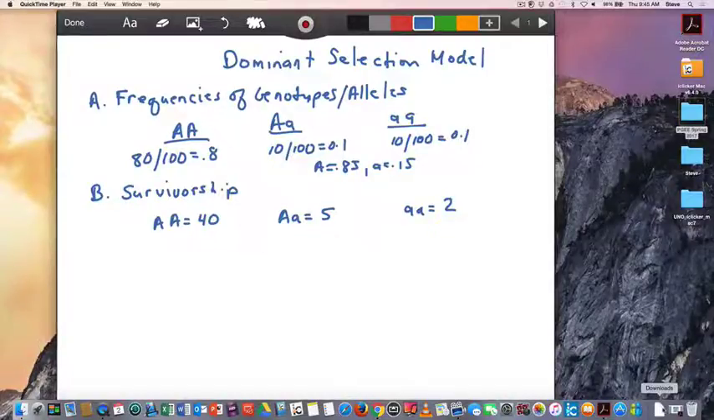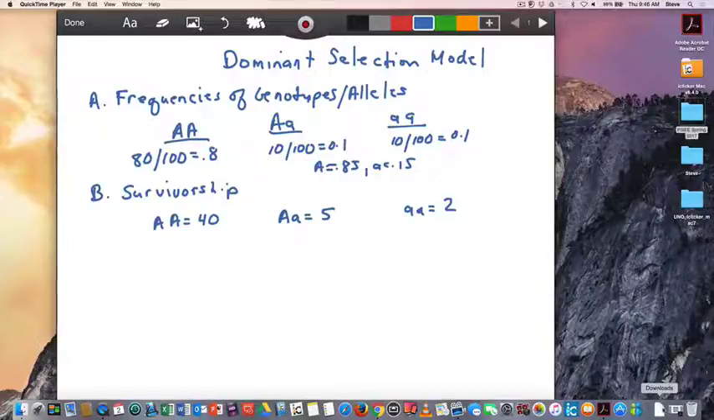Okay. So those are the starting frequencies of the genotypes and alleles, and then we imagine some sort of selection event where something causes mortality of these genotypes. The genotypes differ in terms of their survivorship during some sort of event. It could be predation, it could be an environmental effect, it could be all sorts of things that could cause that selection that we've talked about. So what we're imagining here is the AA. Here are the number of individuals that survived that selection event, 45 and 2.